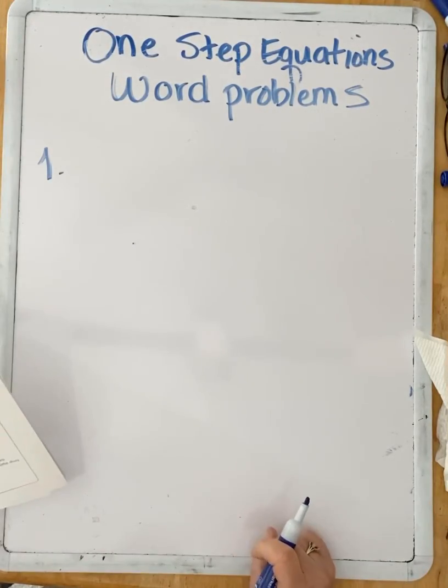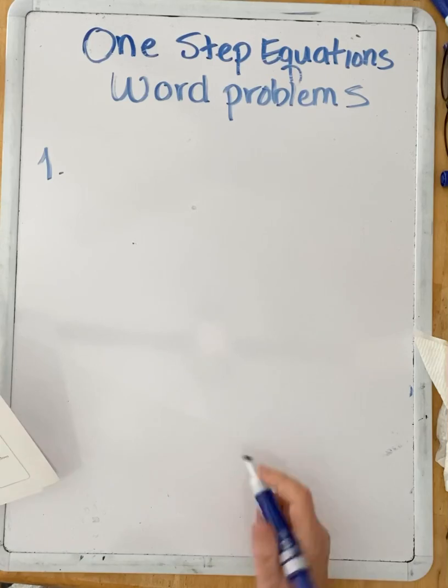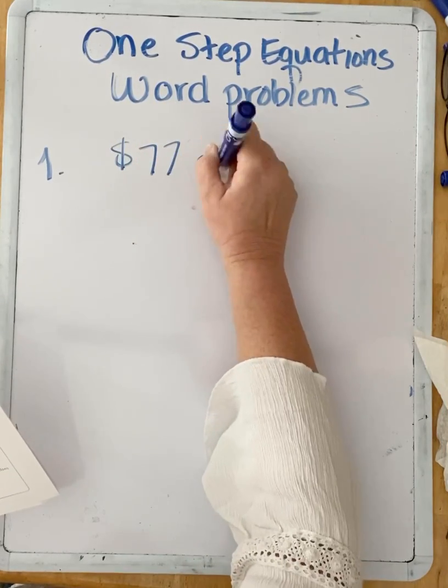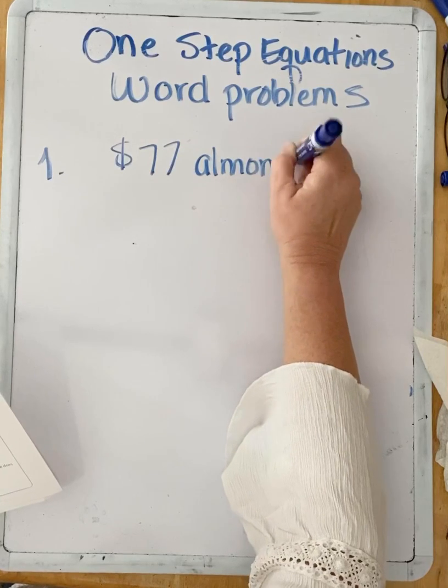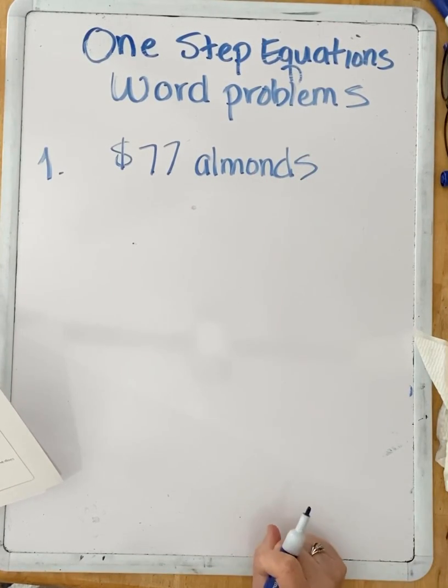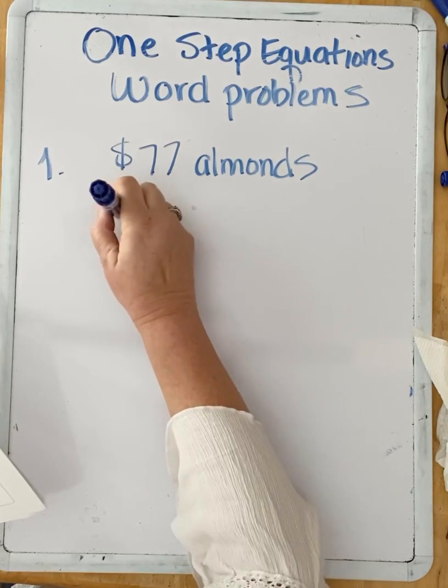All right, so Natalie buys organic almonds priced at $77 from the grocery store. Okay, $77, almonds, grocery store. How much did she pay the cashier if she received $23 in change?